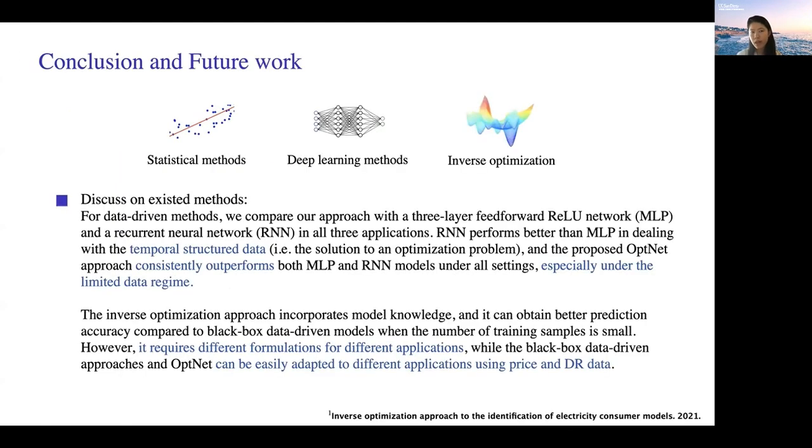Next part is the future work. First of all, I want to have a quick discussion on existing methods. For the data-driven methods like deep learning methods, we can see RNN performs better than MLP in dealing with temporal structure data. However, our proposed method consistently outperforms both MLP and RNN, especially under the limited data regime. And inverse optimization also incorporates the model knowledge, so it can obtain better prediction under the limited data situation. However, it requires different formulation for different applications, while the data-driven methods like MLP, RNN, and our approach can be easily adapted to different applications using only price and demand response data.